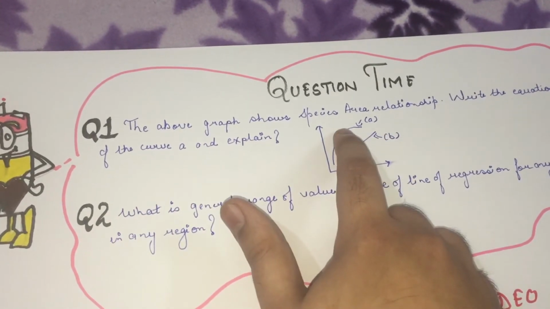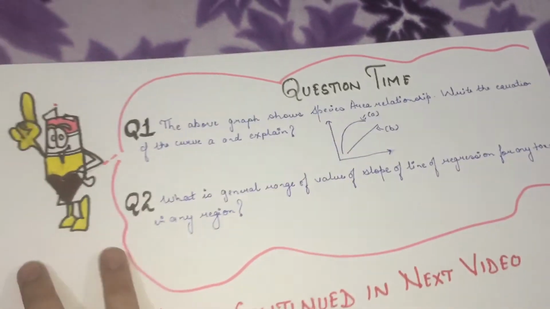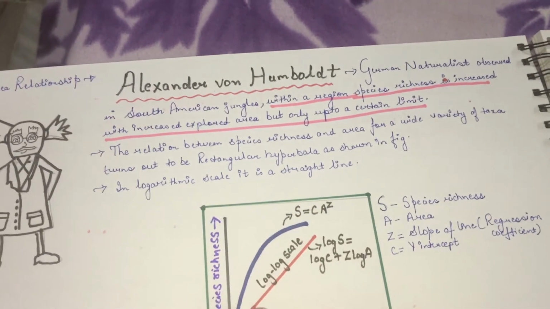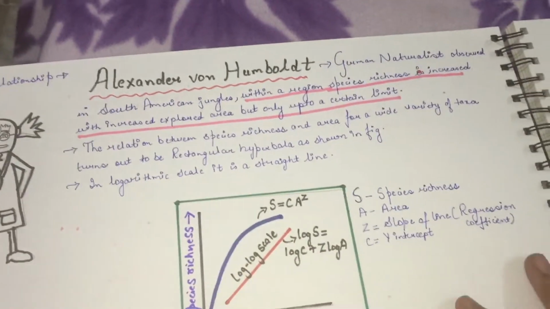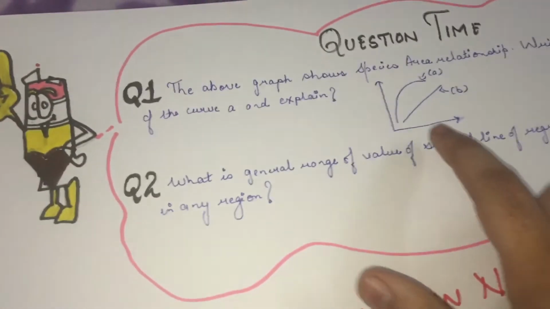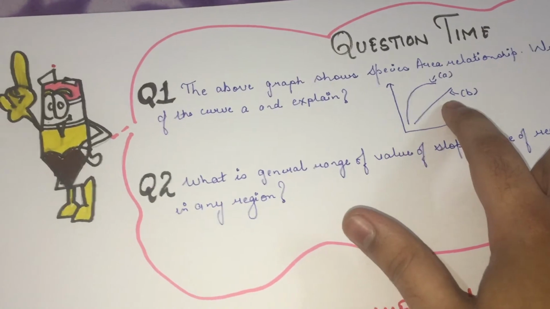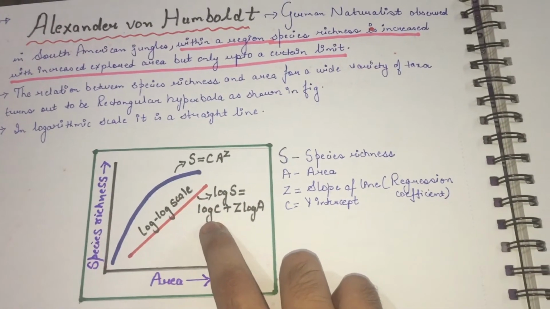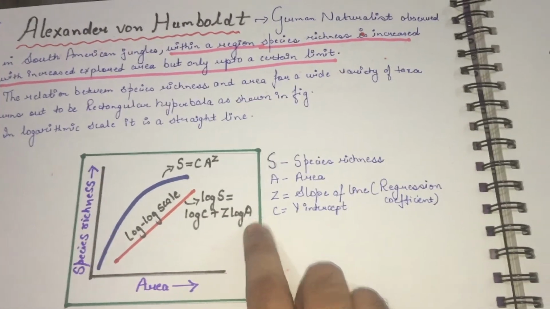So curve A equation is S is equal to CA^Z. This is curve A. It can also be asked, write the equation for curve B. Curve B equation would be log S is equal to log C plus Z log A.